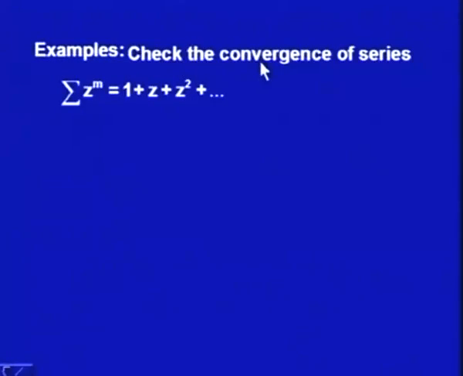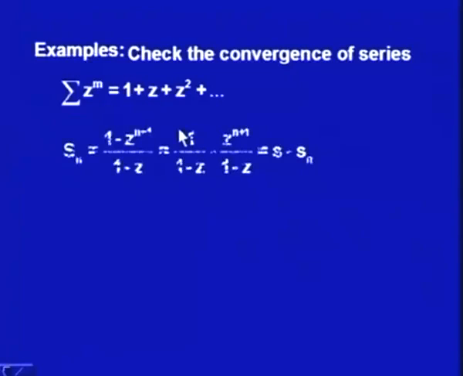Now, in this example, I will check the convergence of the series 1 plus z plus z square and so on. One can notice that it is a geometric series. So if I consider the first n terms of this geometric progression, then Sn is equal to (1 minus z raised to power n plus 1) over (1 minus z). This is the well known formula for the sum of n terms of a geometric series. Then this can be written as 1 upon 1 minus z minus z raised to n plus 1 over 1 minus z. I write this as S and this as Rn.